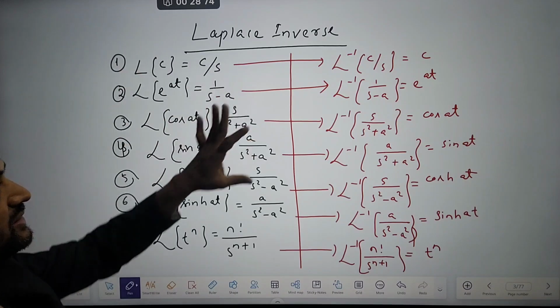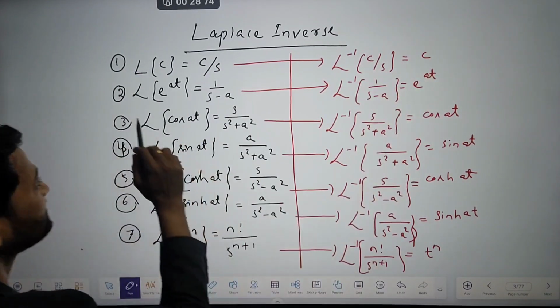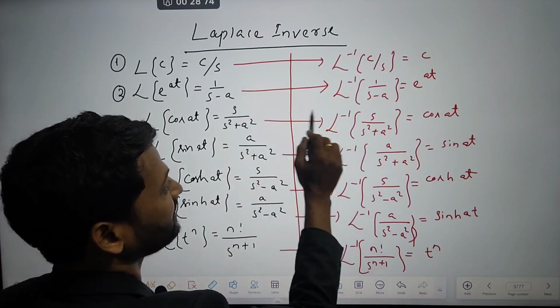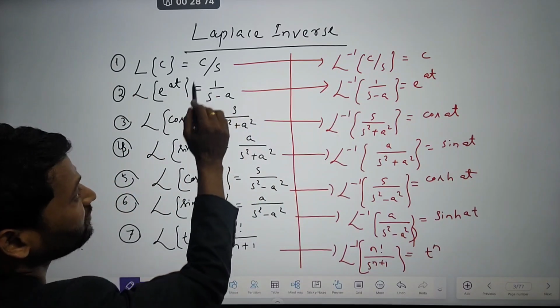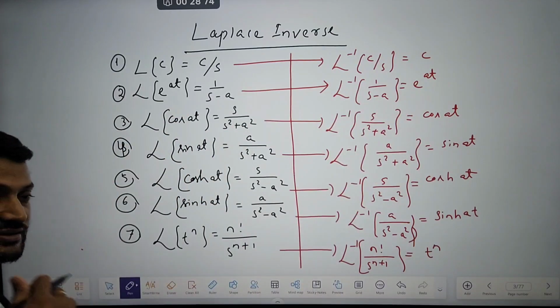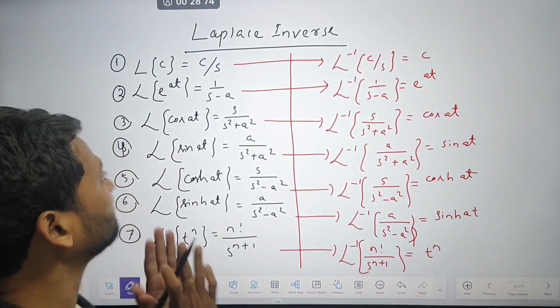Laplace of a constant C is C by s. So if you take the inverse of C by s, it's the constant. Similarly, Laplace of e to the power at is 1 by s minus a. That means the inverse Laplace of 1 by s minus a is e to the power at. Like differentiation and integration being opposite, same thing.